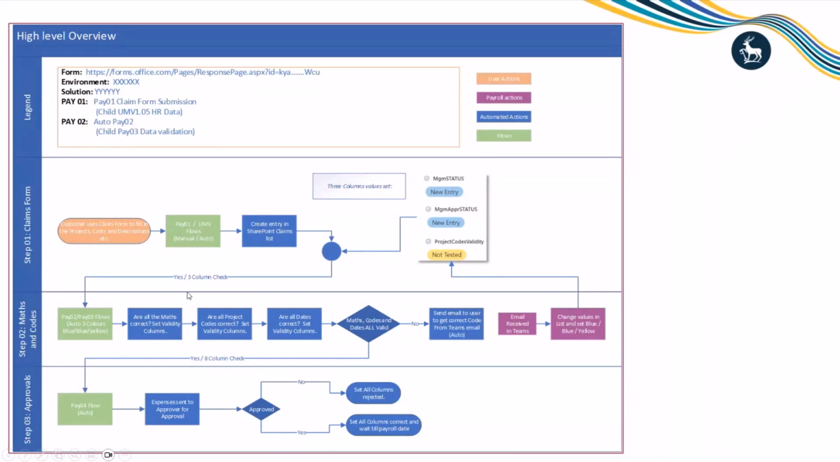And once everything's good, it then goes to approvals when the 8 columns are checked. And if it's good, it goes out for an approval. It waits on an approval response, and then gets approved or rejected or something in between. So this is where it's all key. Management columns in SharePoint lists. So let's explain those.